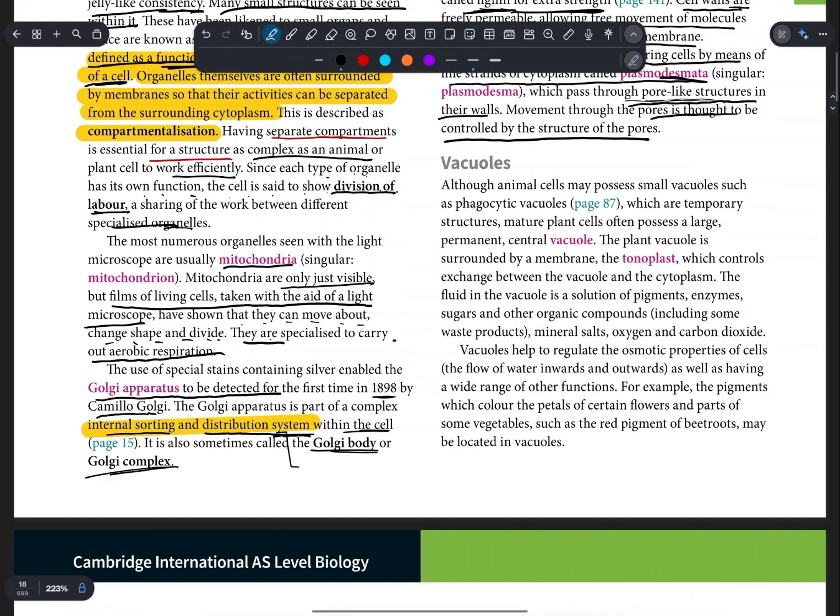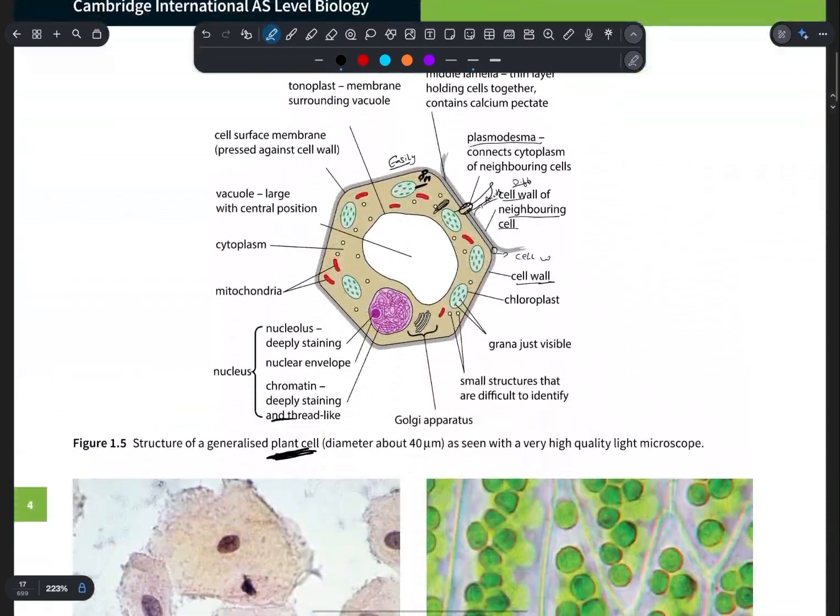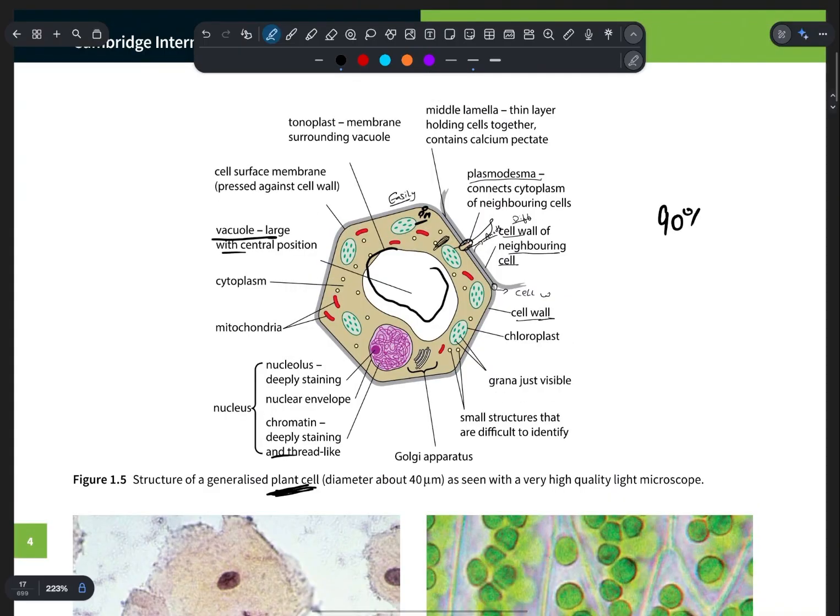Now we are going to study vacuoles. Although animal cells may possess small vacuoles such as phagocytic vacuoles, which are temporary structures, mature plant cells often possess a large permanent central vacuole, and these often occupy a very large space. If you look at that, it is a vacuole occupying a very large space, maybe like 40%. But these vacuoles can even occupy 90% of the space of a plant cell.